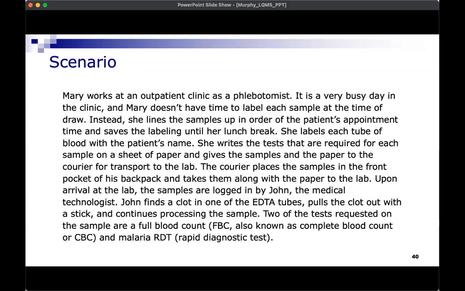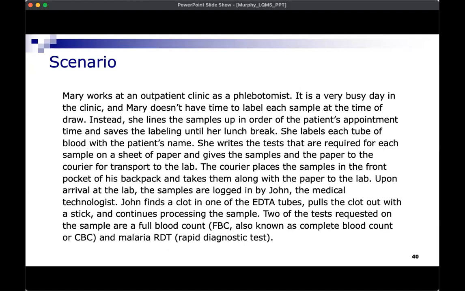So it says she labels each tube of blood with the patient's name. Now, that's good. We want the patient's name, right? But there are maybe a few other things that she could have included. Maybe the date and time of draw, maybe her initials, maybe the patient's date of birth if it is known, or some other medical ID, some sort of second patient identifier. That would also be really helpful.